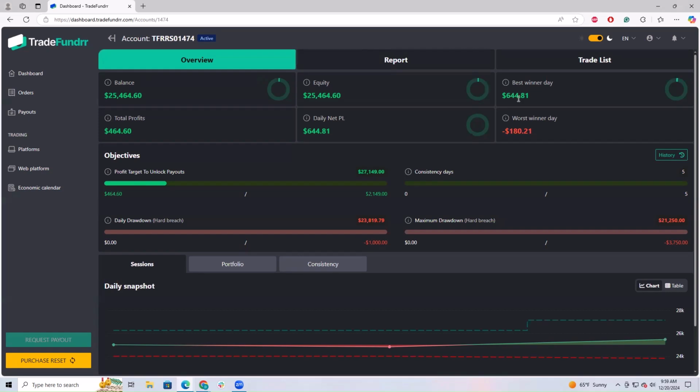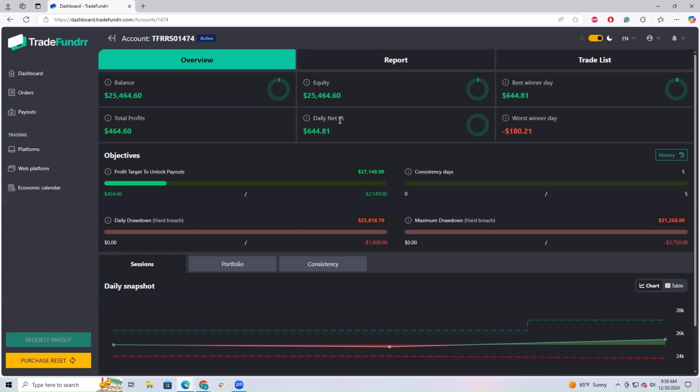Next to that, best winner day, that's pretty self-explanatory. That's going to be your best trading session up until this point. Total profits is going to show the account balance plus any gain. In this case, the account began at 25,000, so total profits of $464.60.